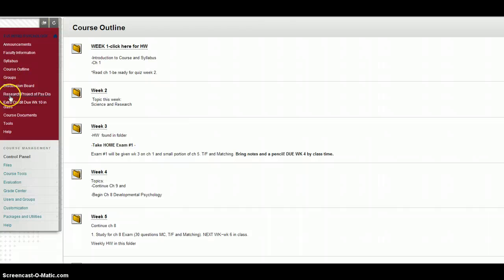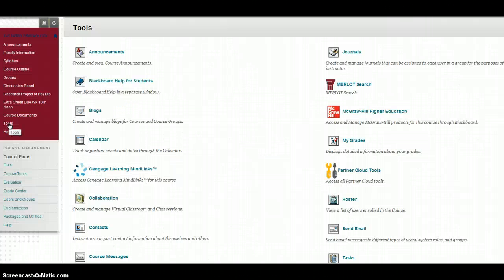Also, lastly, you'd want to go to Tools and click on My Grades to find out your grade, because that will be posted every week. I have a weighted grade, so you know what your grade is at all times, and that's accessible to you.